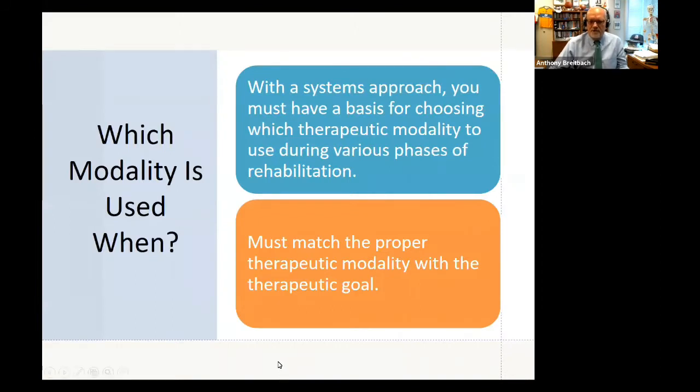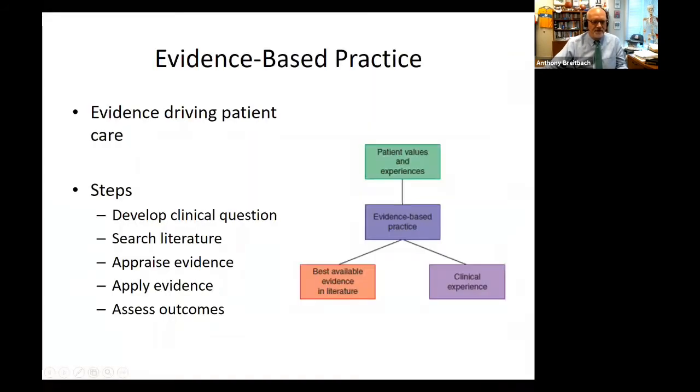So what we do is we give you a systems approach. We're going to give you a set system of steps that you'll use for every single modality as you apply them, and we will apply them in that way every single time. You must match the proper therapeutic modalities with your therapeutic goals, and you need to assess those goals. That's important, and this all fits in as part of the evidence-based practice framework.